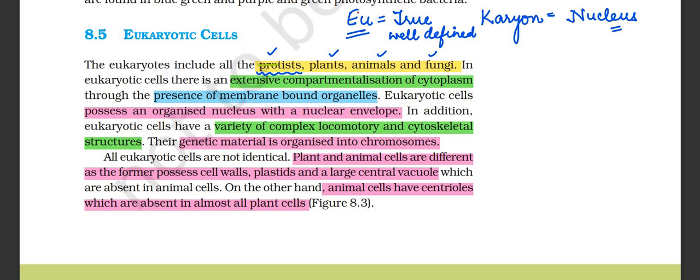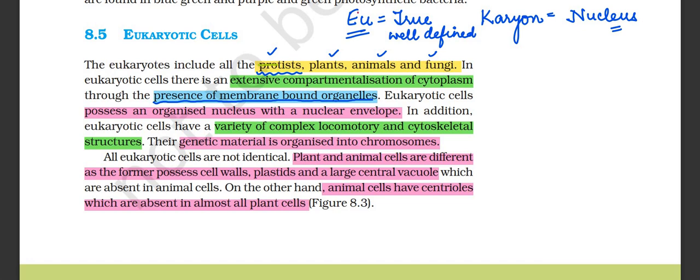So in eukaryotic cells, there is an extensive compartmentalization of cytoplasm. Why is there a compartmentalization of cytoplasm? Because there are so many organelles that have to perform different activities. The compartmentalization of cytoplasm occurs through the presence of membrane-bound organelles. These membrane-bound organelles are the main cause of this compartmentalization in the cytoplasm. Eukaryotic cells possess an organized nucleus with the nuclear envelope.